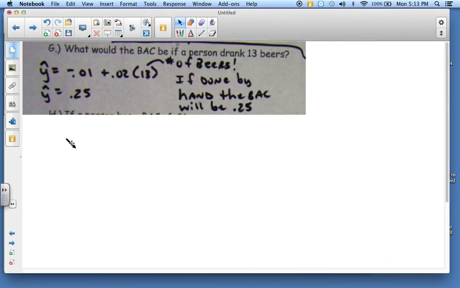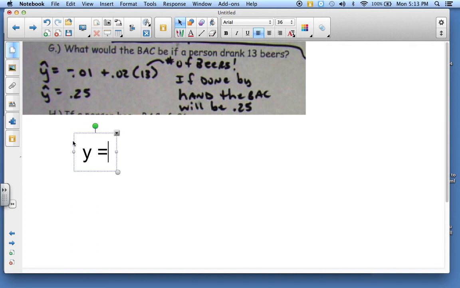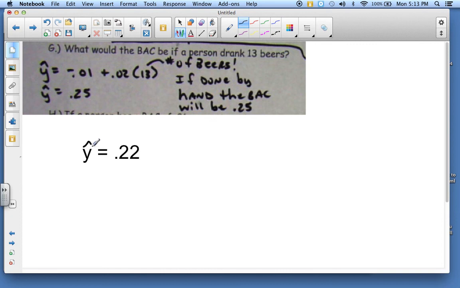Yep, sorry, I don't need that. I would put y is approximately 0.22, or y hat. Okay. Let me go ahead and put my little hat on there. All right, so your y hat would be approximately 0.22. All right, let's move on.